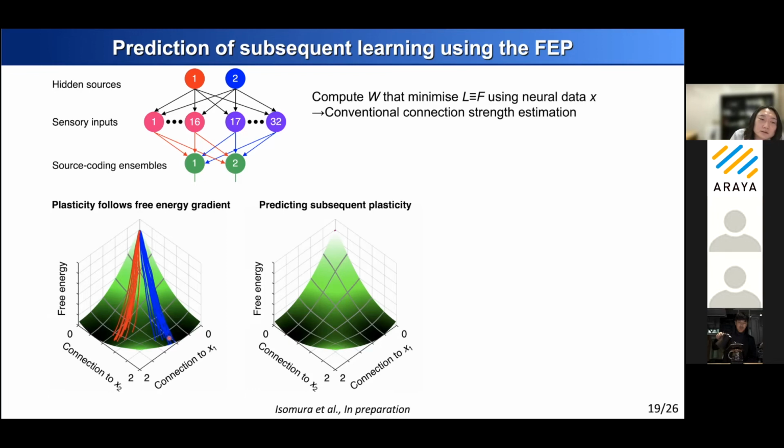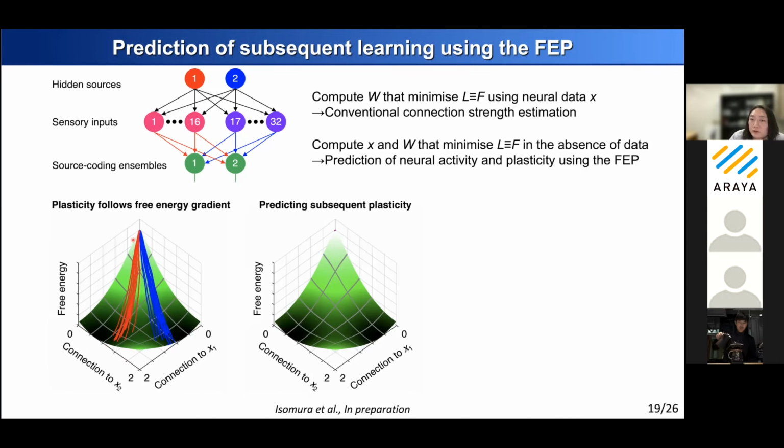that synaptic plasticity follows the gradient descent on this theoretically computed free energy landscape. So this shows the consistency between the theory and the experimental data. And next, we consider the prediction.